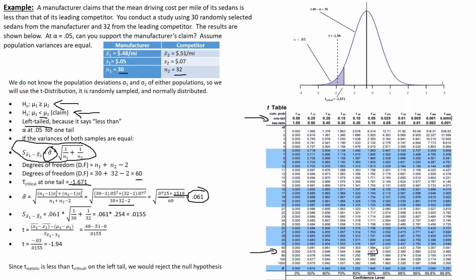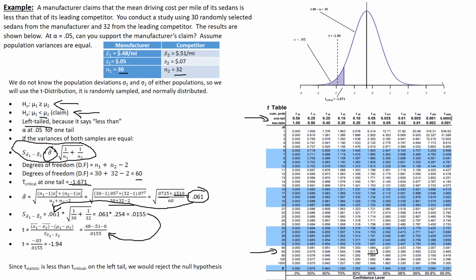Now we take the 0.061, and that is our sigma hat, times the square root of 1 over 30 plus 1 over 32, which is equal to 0.254. 0.061 times 0.254 is 0.0155. That is our denominator, and our sigma, or deviations for the populations combined.